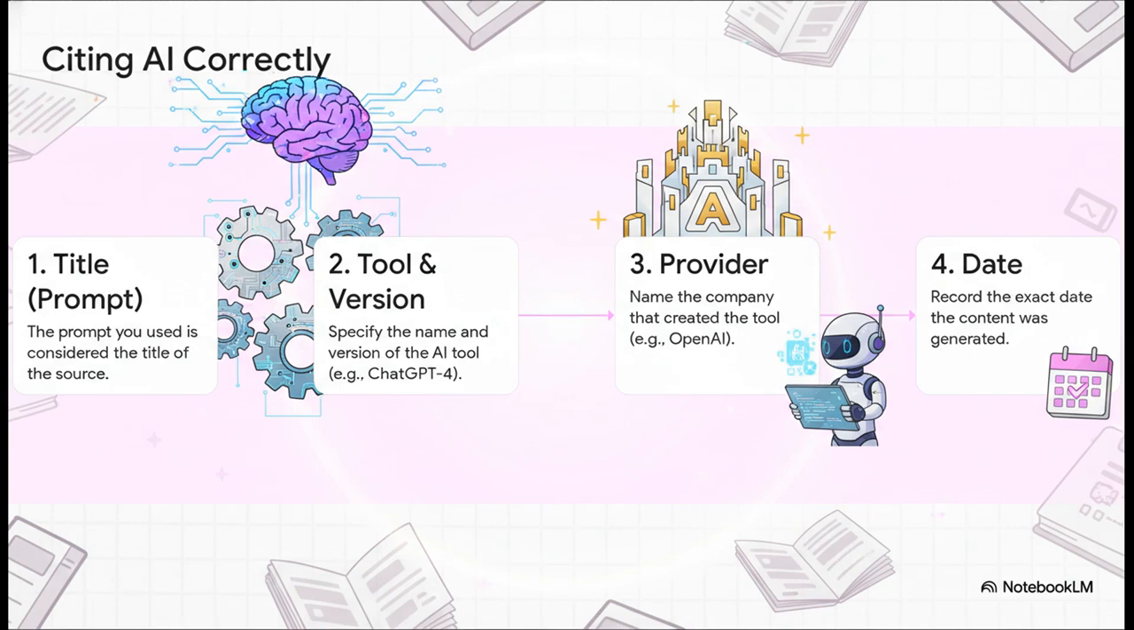So how do you do that? It's actually quite simple. University guidelines are boiling it down to a 4-part model. Consider your prompt as the title. Then list the tool with its version, the company that provides it, and the exact date you generated the content. Following these steps ensures you're using these tools correctly and ethically.